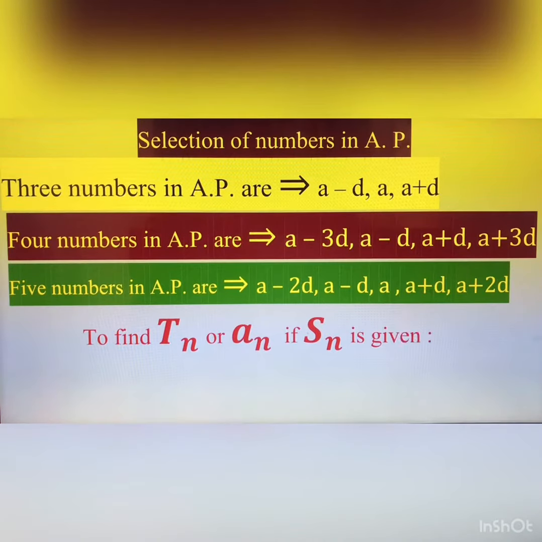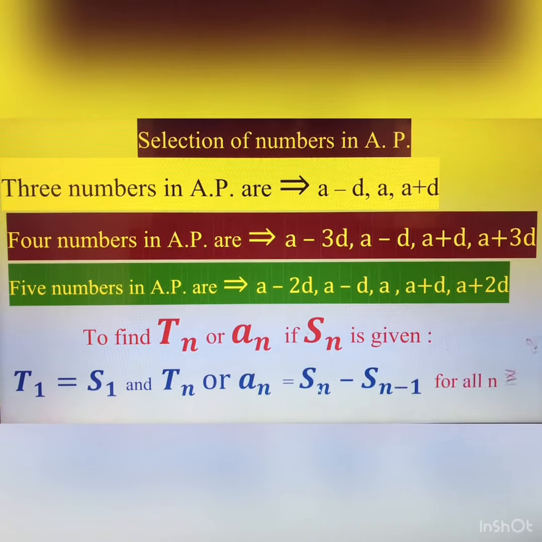But if Sn is given, how can you find the general term, that is Tn or An? Tn and An are the same thing. It means the nth term of an AP is denoted by Tn and also by An. But how can you find the general term of an AP if Sn, the sum of n terms, is given? So this is the formula.